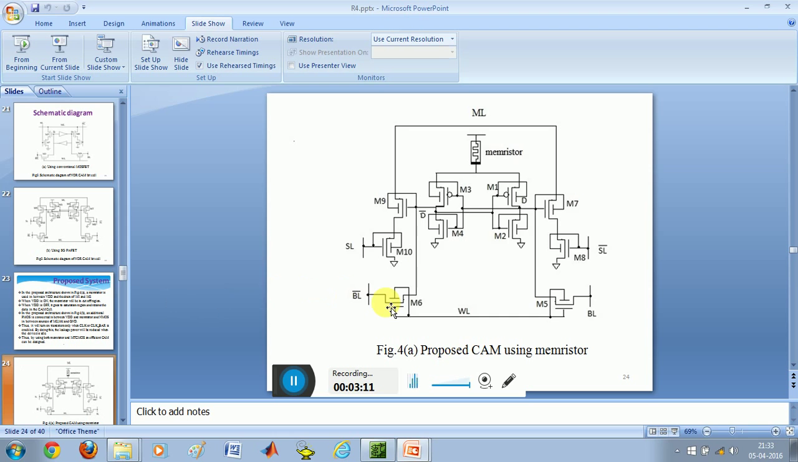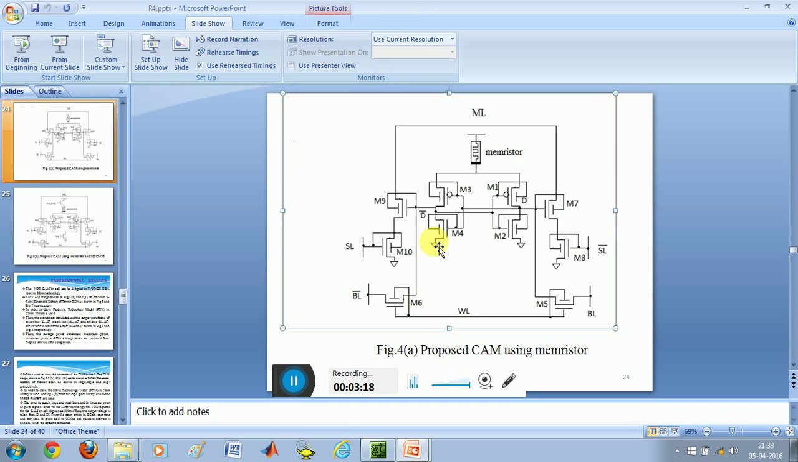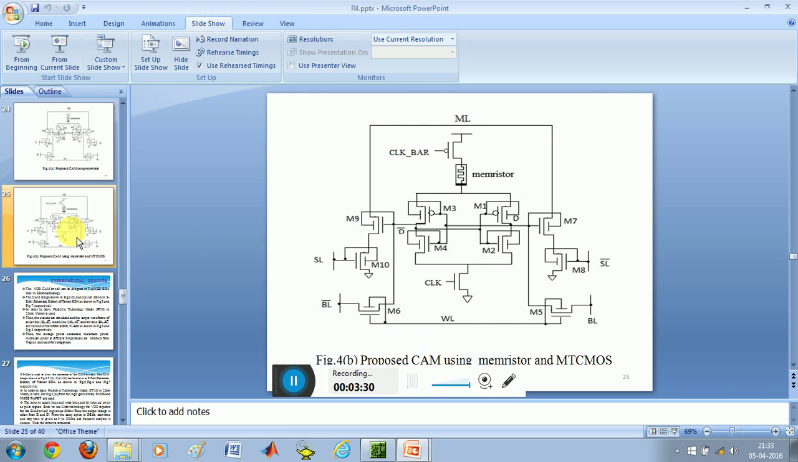This is the proposed architecture of CAM using memristor, in which the memristor is used in between the VDD and the drain of M1 and M3. When the VDD is on, the memristor will be in cutoff region. When the VDD is off, it goes to saturation region and retains the data in the CAM cell.